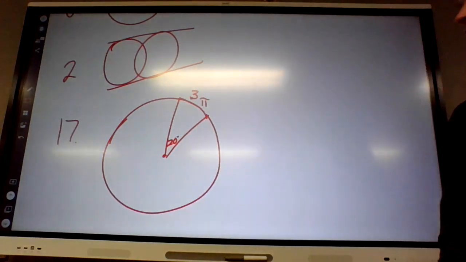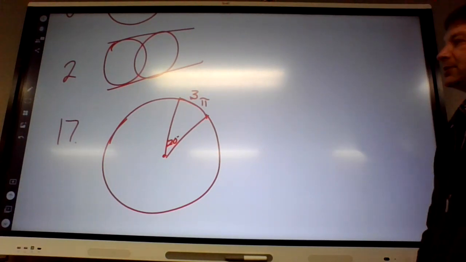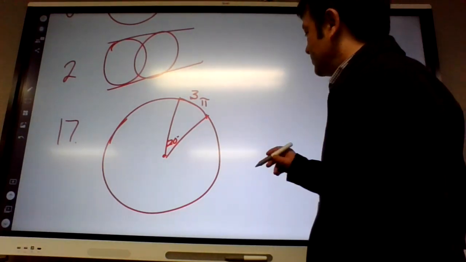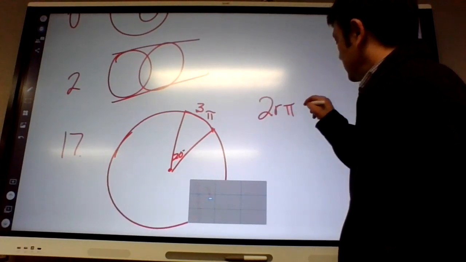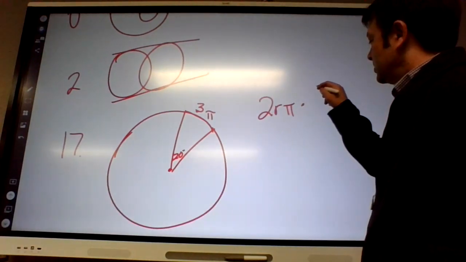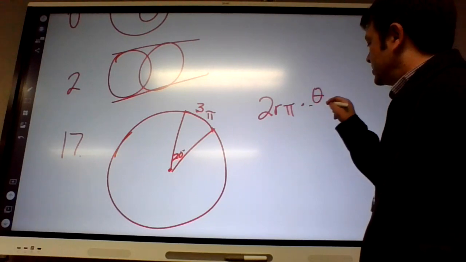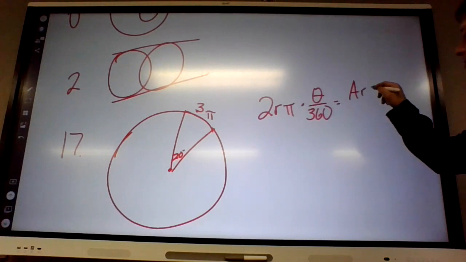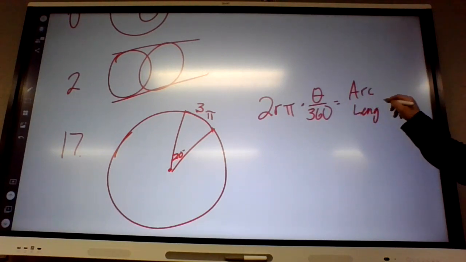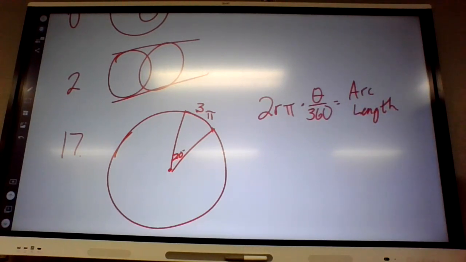Okay, you guys will need this for 16. What's the arc length formula? 2 pi r times theta over 360. That equals the arc length. I'm not gonna make you memorize that. I'll probably just write it on the board and make you use it.